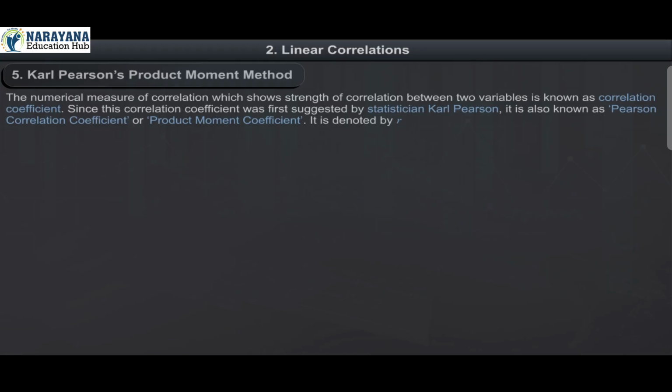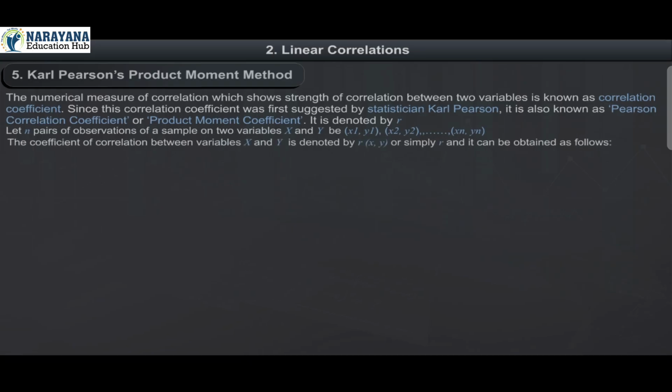It is denoted by R. Let n pairs of observations of a sample on two variables x and y be (x1, y1), (x2, y2), up to (xn, yn). The coefficient of correlation between variables x and y is denoted by R(x,y), or simply R, and it can be obtained as follows.